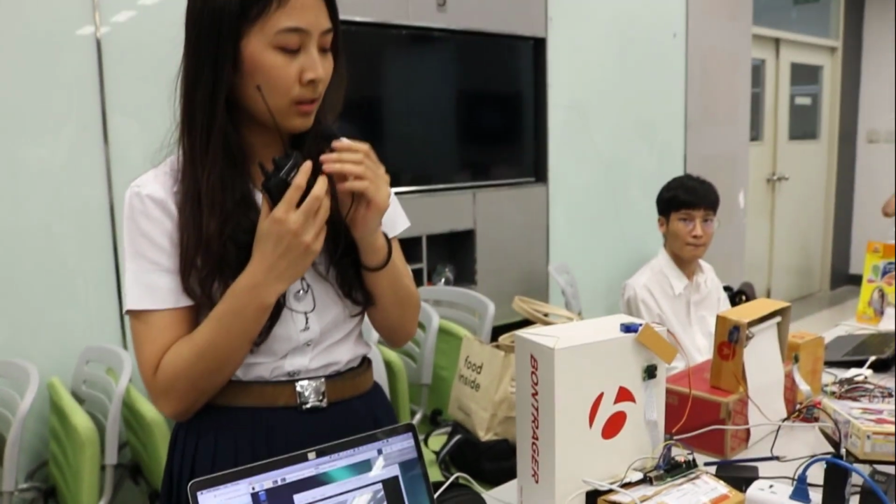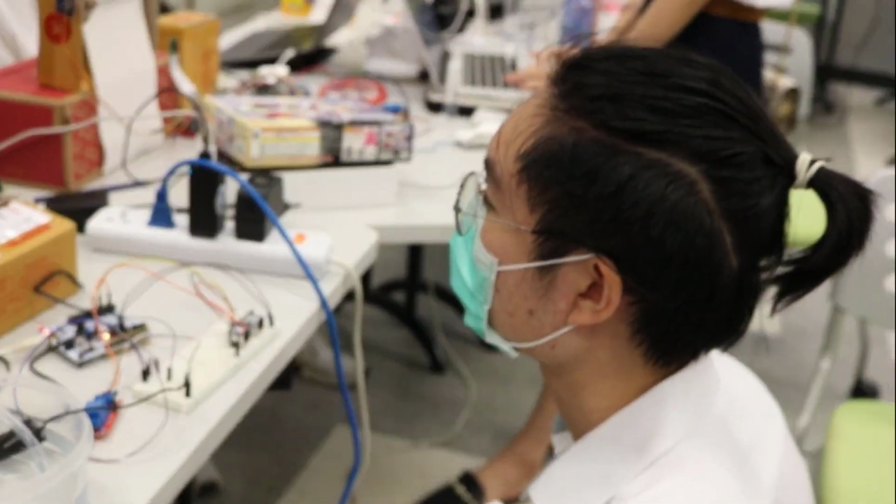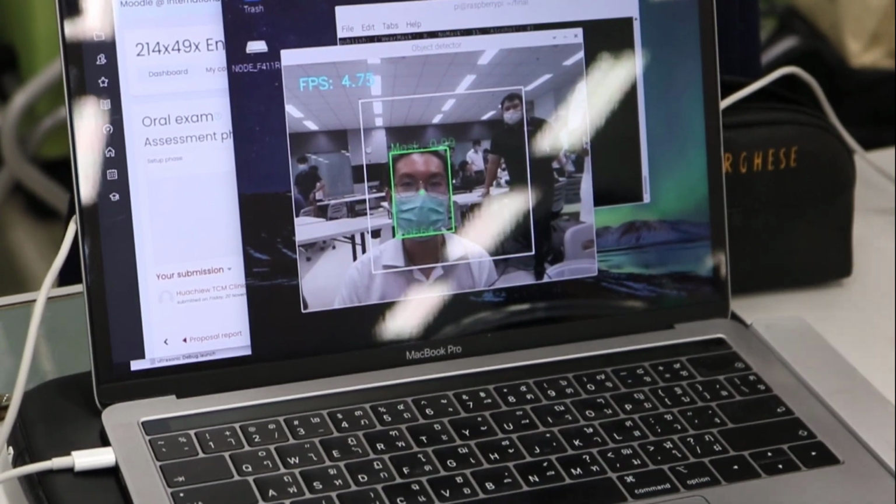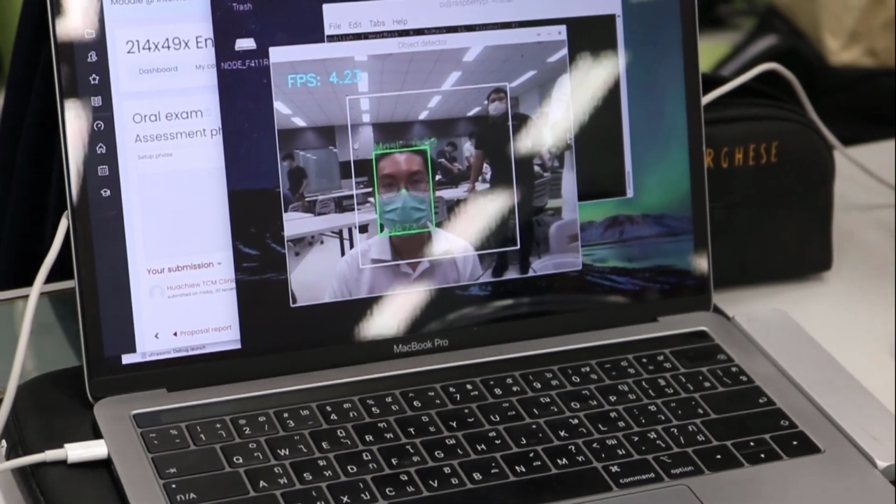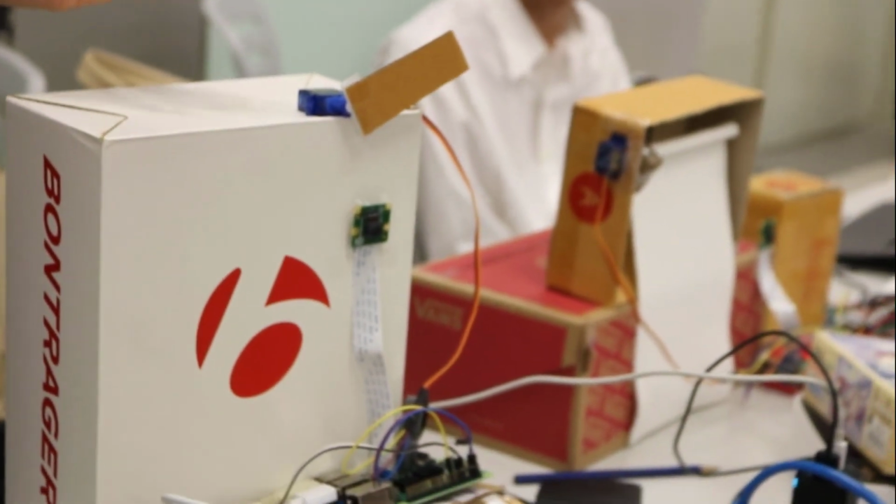So we are going to demonstrate a person wearing a mask next. The entrance will open and automatically close for you.